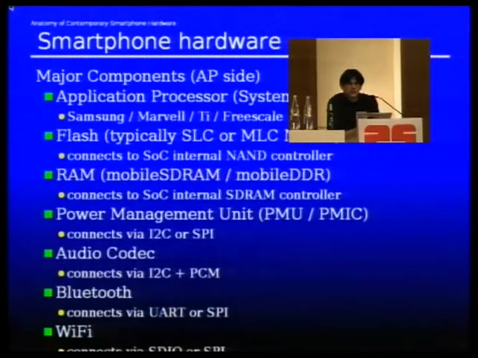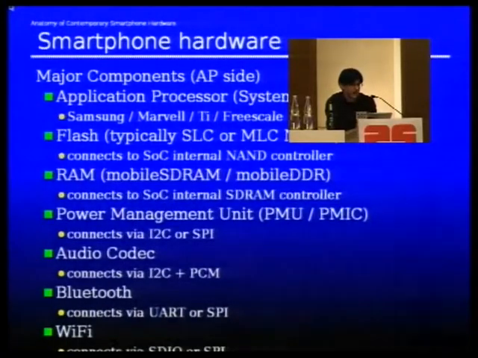PXA was originally the X-Scale design from Intel, which Intel sold to Marvell maybe some 2 or 3 years ago. Samsung has what they call the S3C 24XX and the S3C 64XX, and then they have certain undocumented components which they use in iPhones.